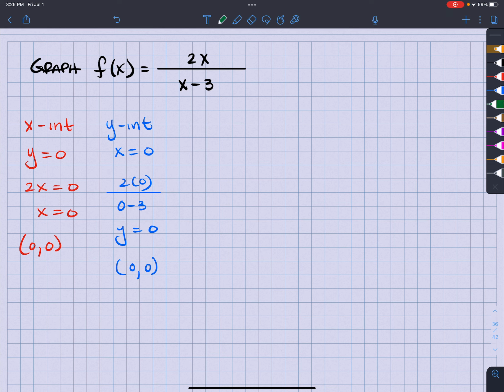I have to find my vertical asymptote. My vertical asymptote is located at x equals 3. And then I have to find my horizontal asymptote. Well, if I look at the highest power on top, that's x. The highest power on the bottom, that's also x. So the powers are the same, so my horizontal asymptote is going to be the ratio of their coefficients. So it's going to be y equals 2 over 1, which is just 2. So there I go, I have this.